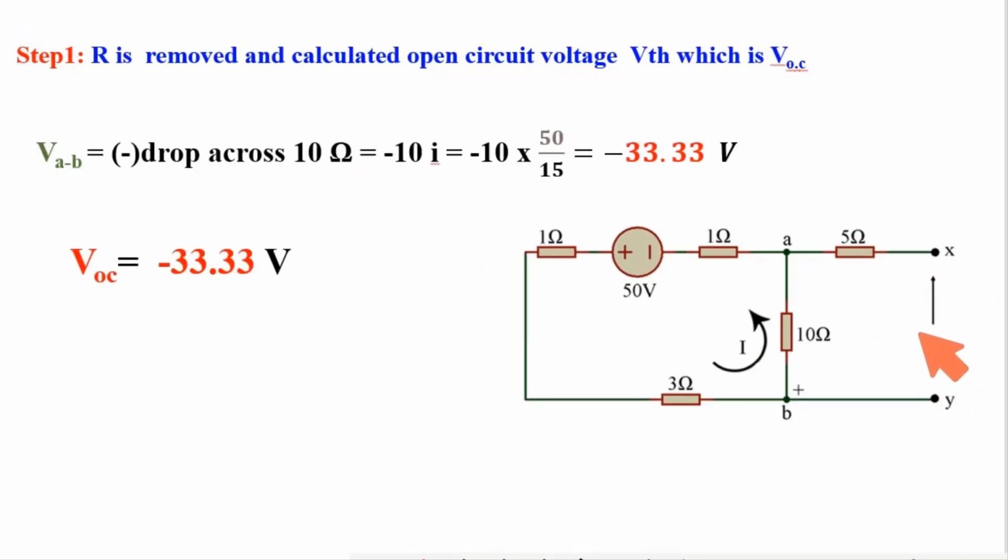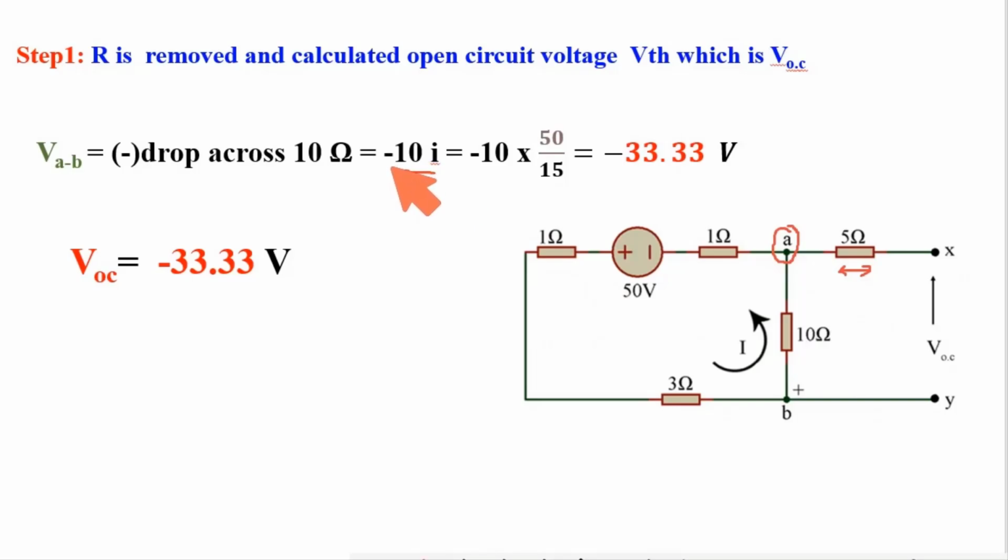Here what is this open circuit voltage? Voltage across X and Y. As no current is flowing through this 5 ohm, so potential at X is equal to potential at A. So actually VOC is potential at A with respect to point B, which is equal to this 10 ohm multiplied by current through this 10 ohm resistance. So this one. Here a negative sign is here.